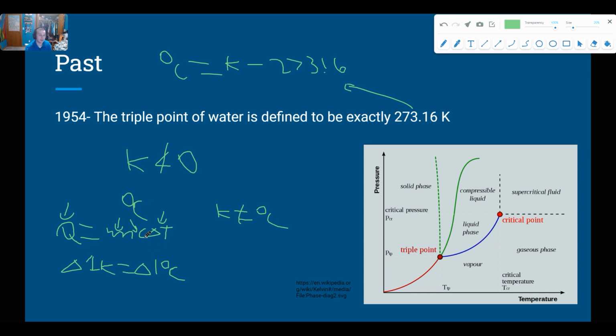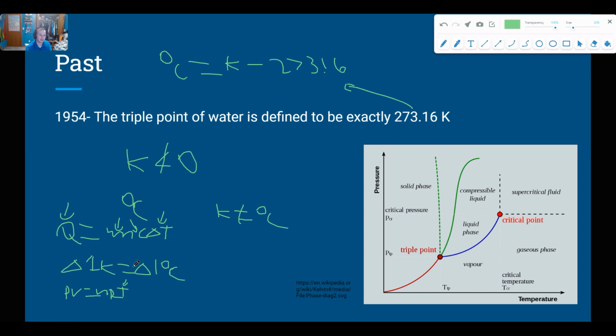An example where this doesn't work, where there's not a delta T here, is in the ideal gas law. PV equals nRT. This is an actual T. It's not a delta T, it's an actual T, so you can't plug in Celsius into that and get a right answer. Okay. So I just wanted to bring that up for those of you who are curious.